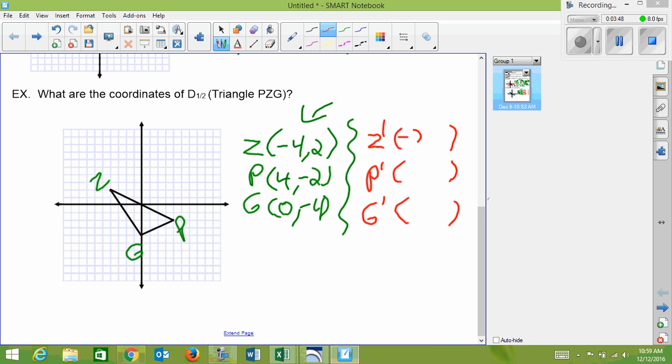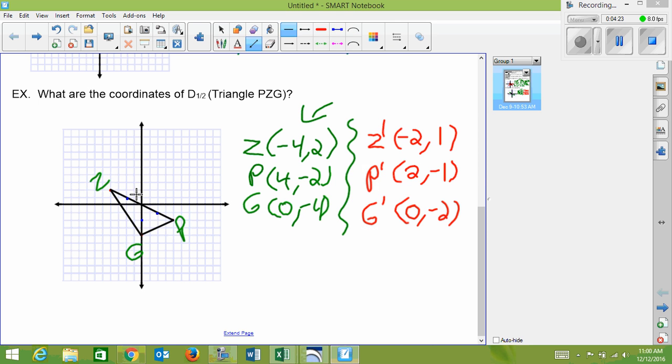So half of -4 is -2, half of 2 is 1, half of 4 is 2, half of -2 is -1, half of 0 is just 0, and then half of -4 is -2. So if I then need to go ahead and graph it, I guess it doesn't say to graph it, but I'm going to go ahead and do so. So -2, 1, so my new Z is right there. 2, -1 is right here. And then 0, -2 is right here.